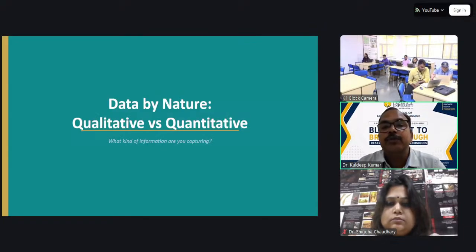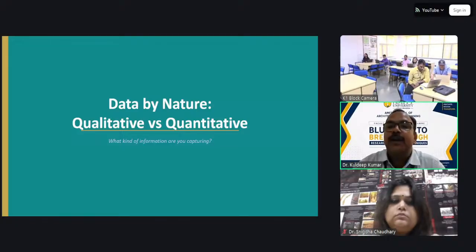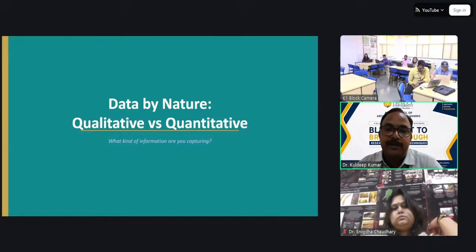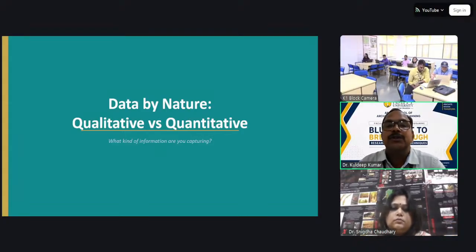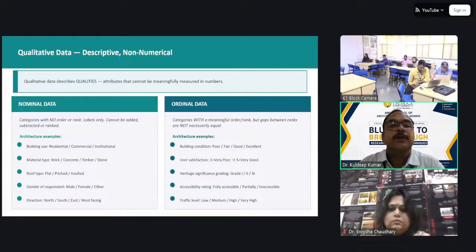So we move forward to the second way of classifying data, which is by nature or by characteristic. One question may come to your mind: is the data descriptive or categorical, or is it numerical or measurable? This is the distinction between qualitative data and quantitative data. Let's see the qualitative data first.